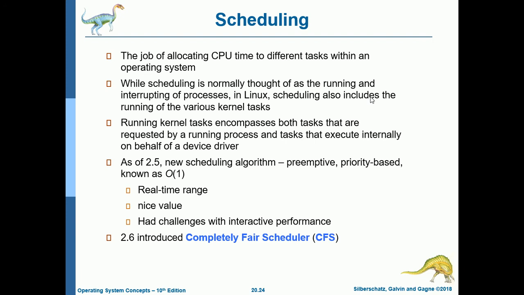Next we have scheduling, the job of allocating CPU time to different tasks within the operating system. While scheduling is normally thought of as the running and interrupting of processes, in Linux, scheduling also includes the running of the various kernel tasks. So it's not just the jobs in relation to processes, but also various kernel tasks. Running kernel tasks encompasses both tasks that are requested by a running process and tasks that execute internally on behalf of a device driver.